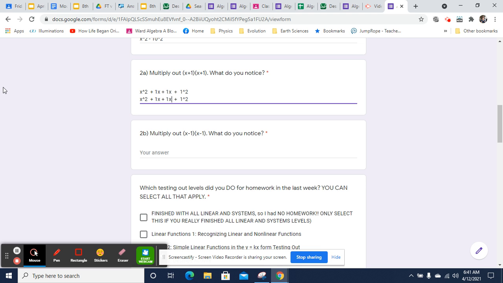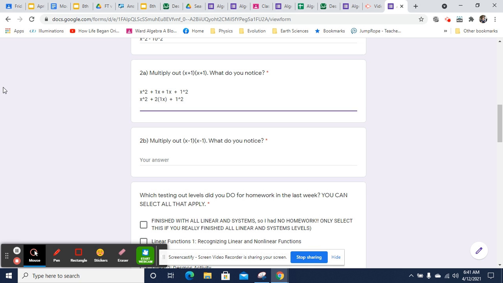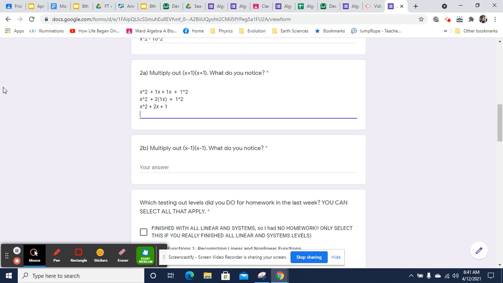And 1x plus 1x, since I've got 2 of those, I could write 2 times 1x. 1 squared is just going to be 1. I'll deal with that in a minute. And so I end up with x squared plus 2x plus 1. So this is a basic structure.